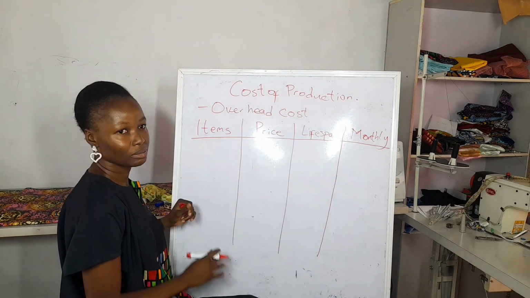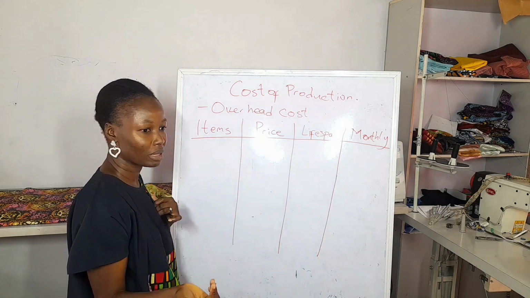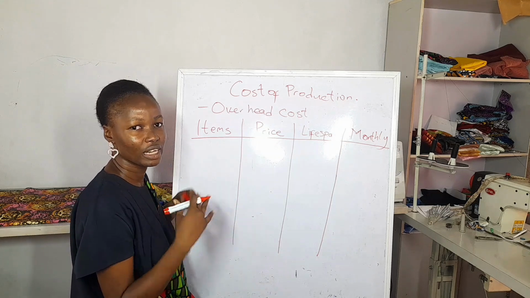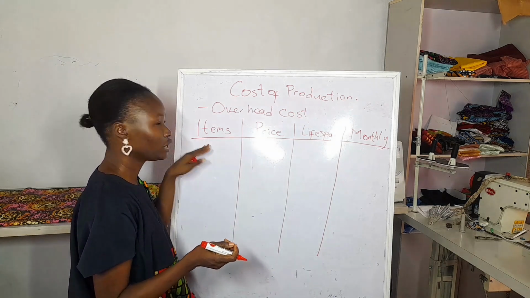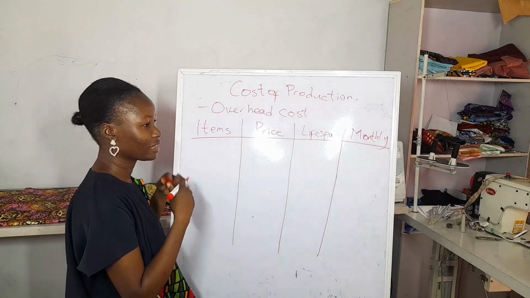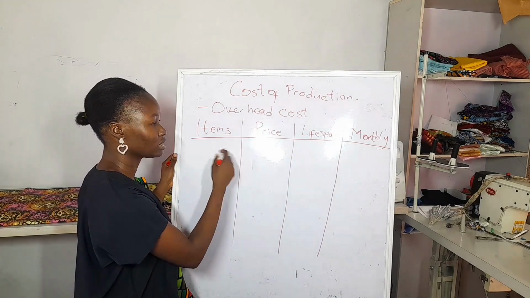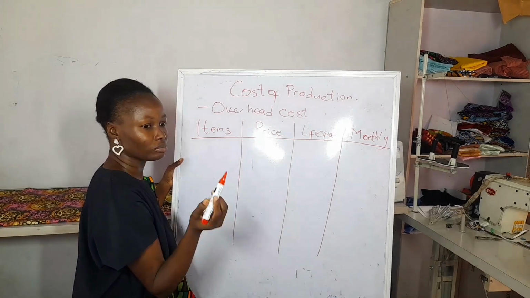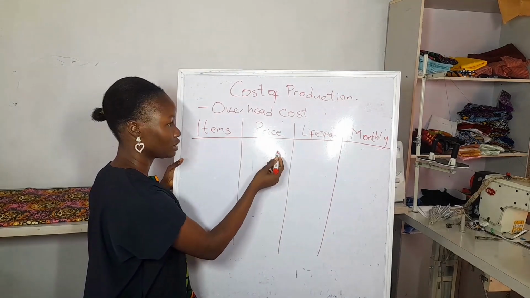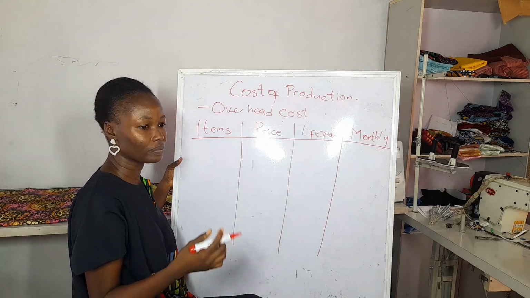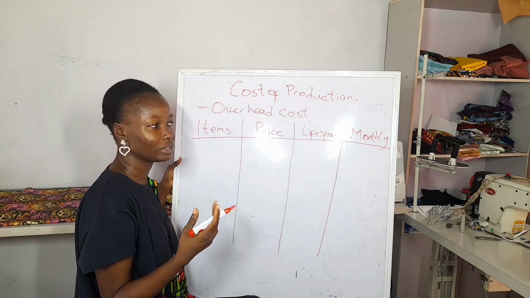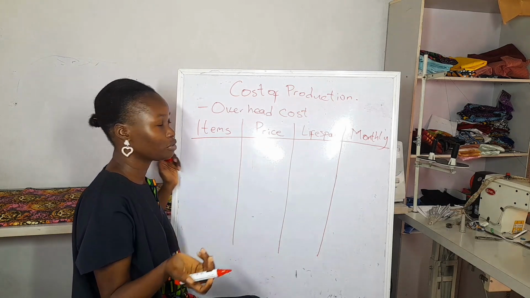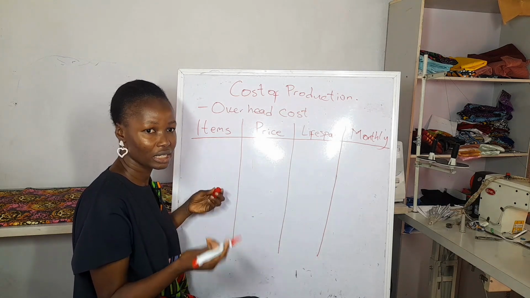Now for these items, for instance, you bought sewing machines. How many sewing machines do you have in your shop? 5, 6, 7, 8, any amount, you have to include it here. If you have 10 sewing machines, you write 10 sewing machines. The total cost of those 10 sewing machines could be 400,000. You write it there. Then the lifespan of your sewing machine. It depends on how well you use them, but you can give a durability of maybe 5 years, 6 years, and so on.